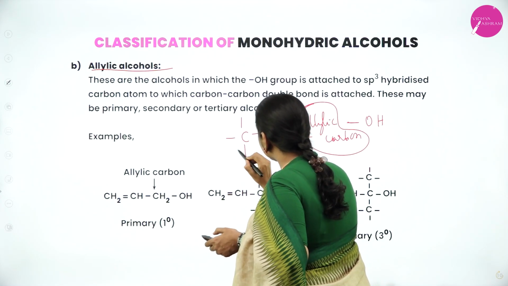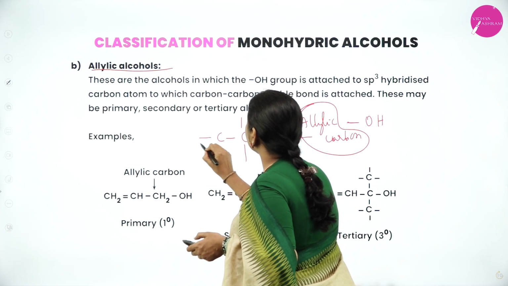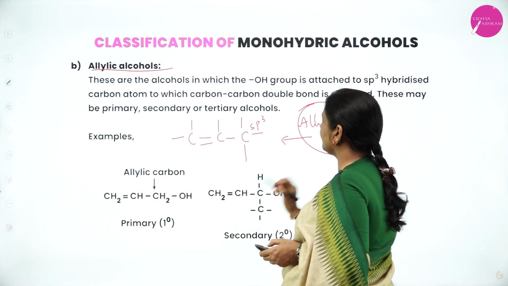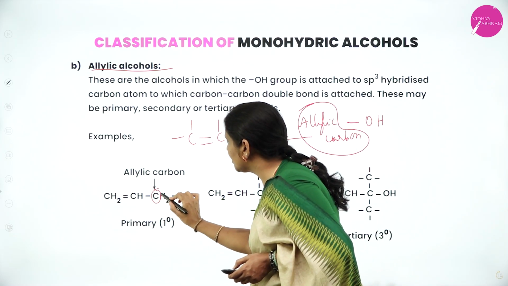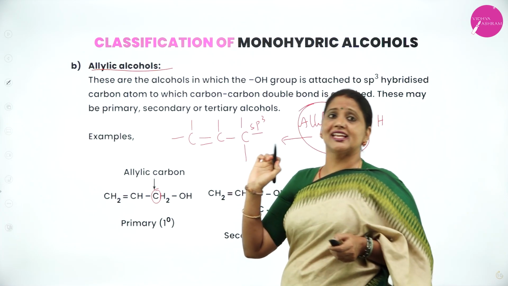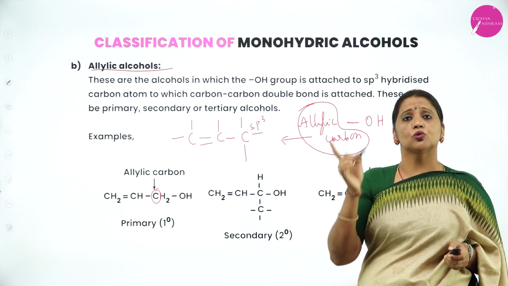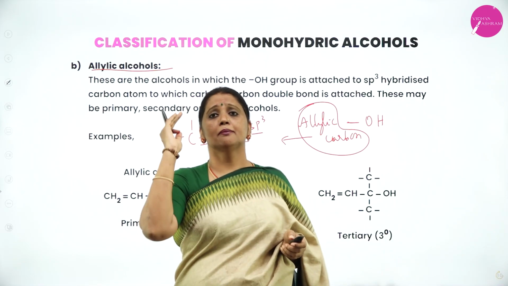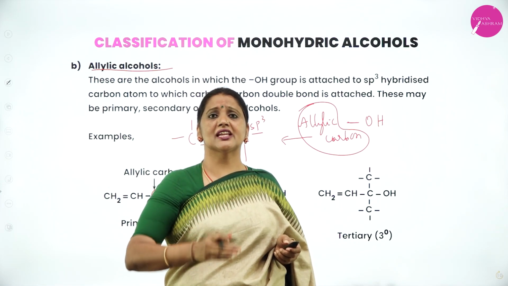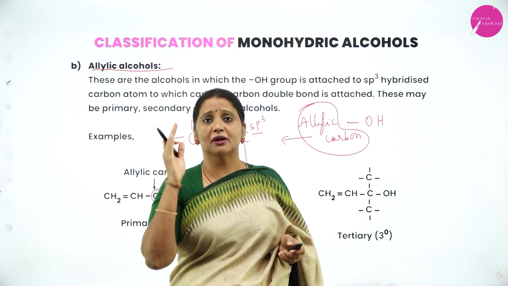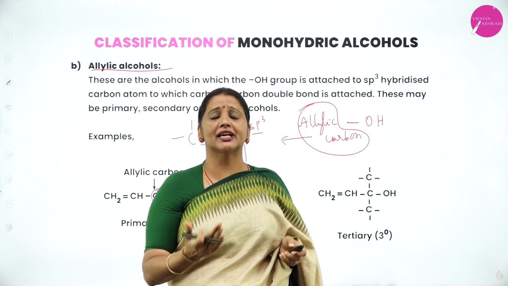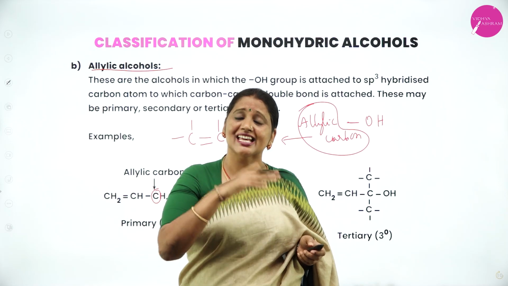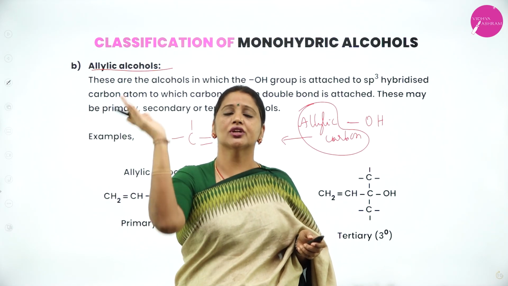Allylic carbon is an sp3 hybridized carbon which is attached to the carbon-carbon double bond. See here, it is allylic carbon because it is sp3 hybridized. How can you say it is sp3 hybridized? A carbon surrounded only by single bonds or sigma bonds is known as sp3 hybridized carbon. My dear student, what's the definition of sp3 hybridized carbon? A carbon which is surrounded by only single bonds or sigma bonds is called sp3 hybridized carbon.